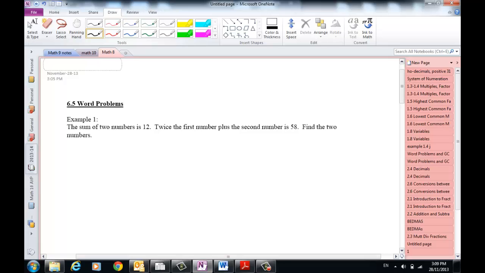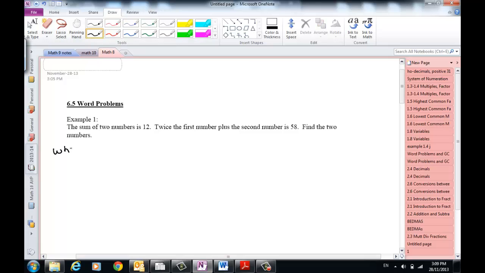So today we're going to look at two examples of word problems. The question itself, the first one, says the sum of two numbers is 12. The first number plus the second number is 58. Find the two numbers. Now, sometimes word problems can feel a little bit overwhelming, so I'm going to go over some strategies that can help you figure out what it's asking about.